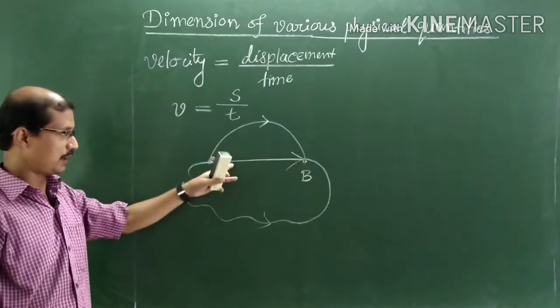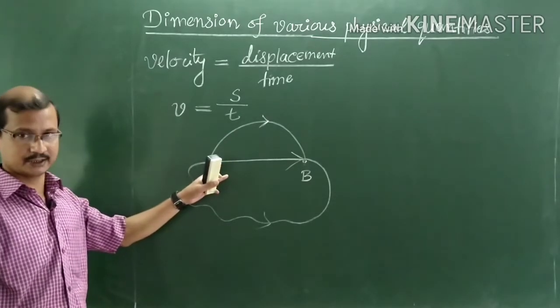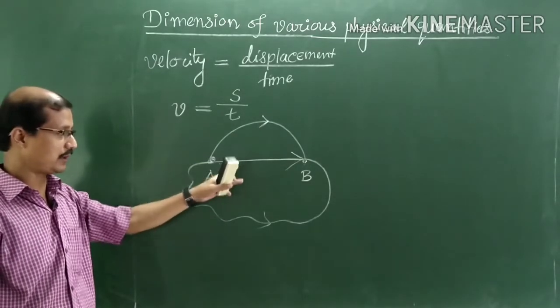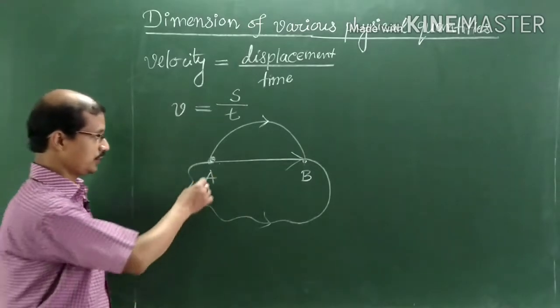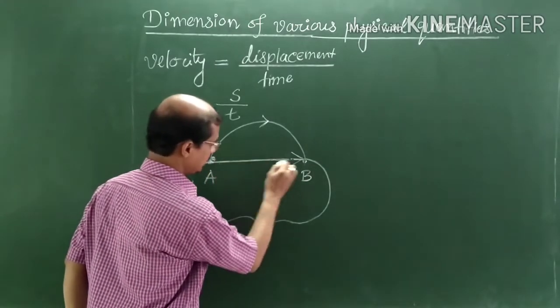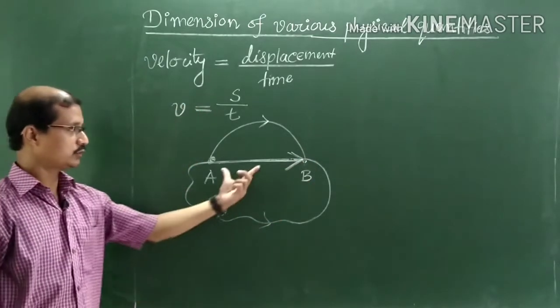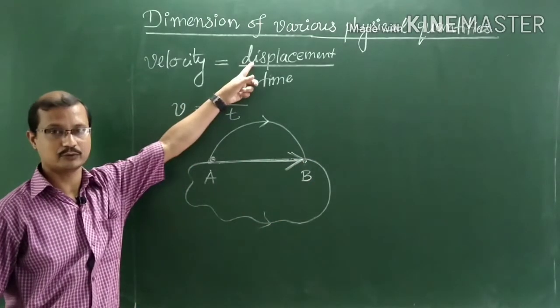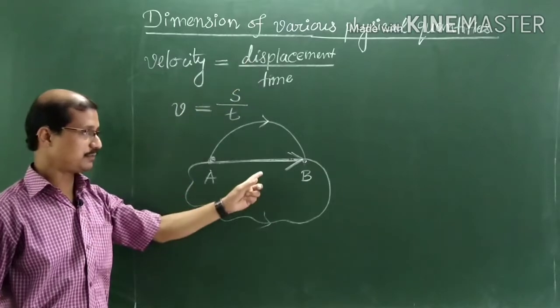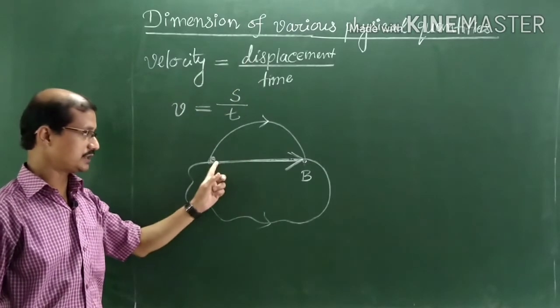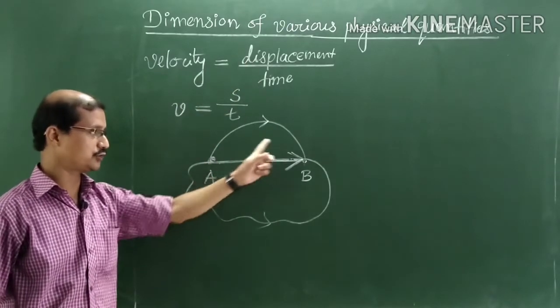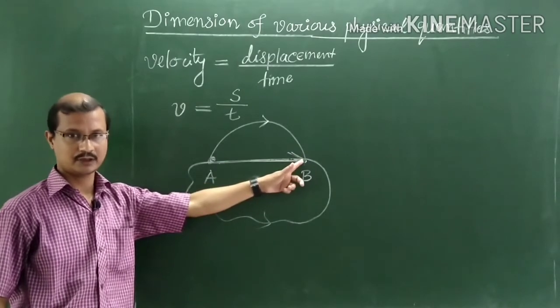So out of these paths, which one is shortest? The shortest path is the straight line distance AB. This is the shortest path. So what do we call this shortest path? We call it displacement. So displacement represents the shortest distance between initial position and final position.